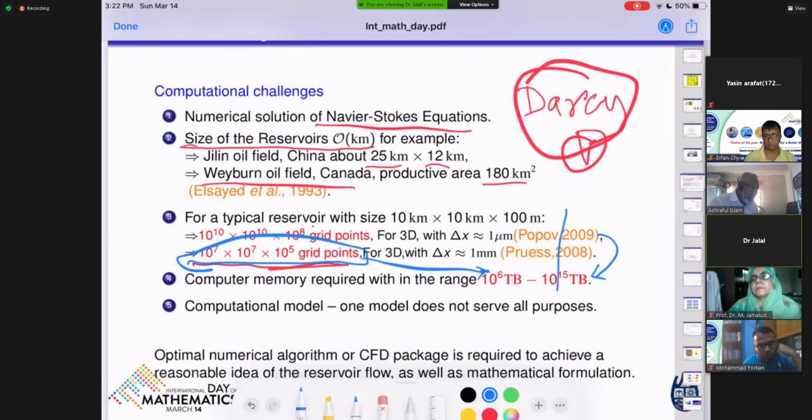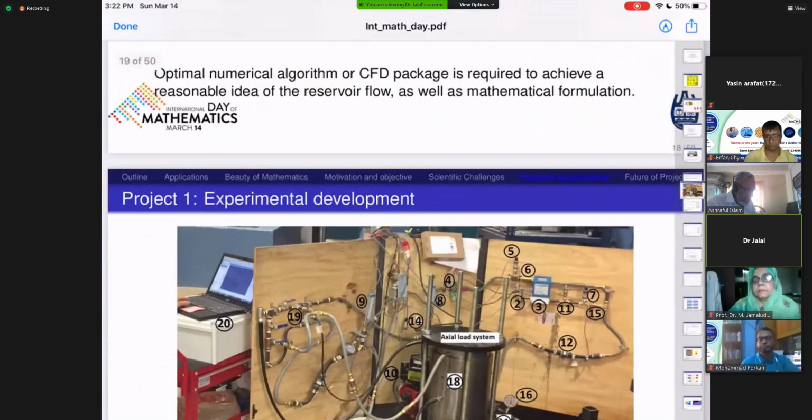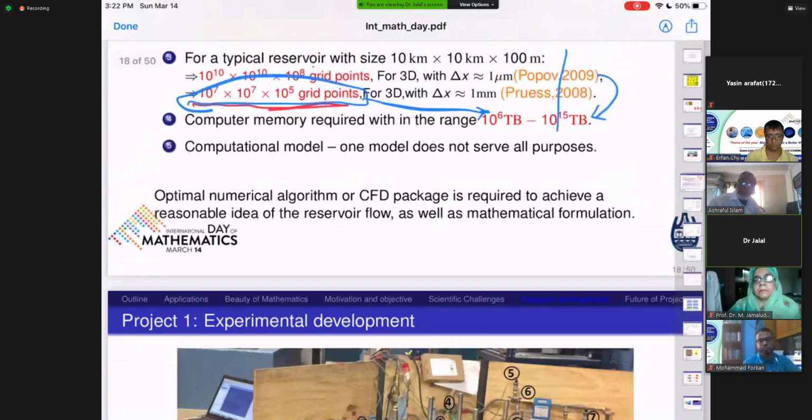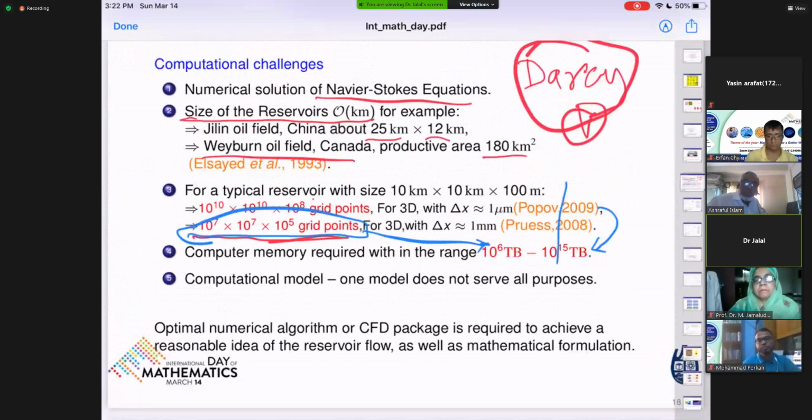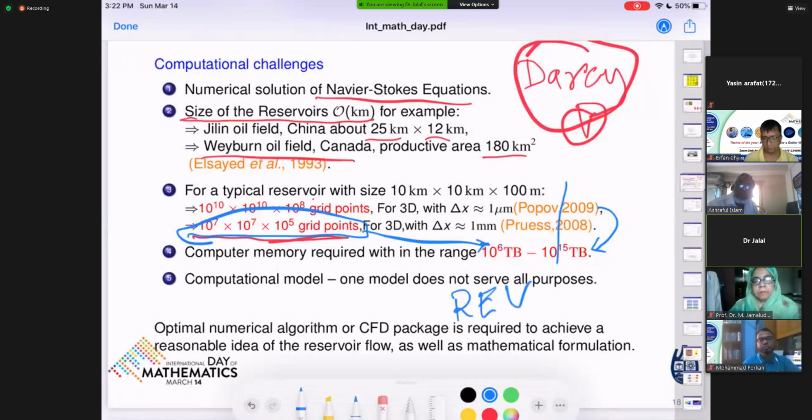So, computation model. Okay. There is some treatment, some prescription. I am not mentioning it here, but there is some prescription. This could be called the representative elementary volume area, like this.